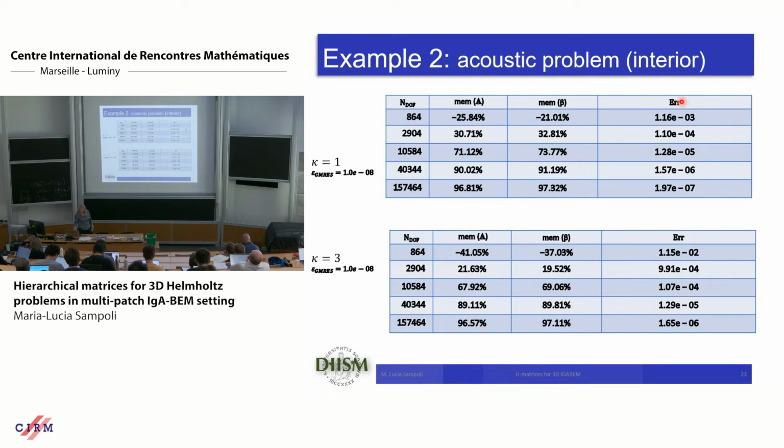And again, the error is the L2 error, I forgot to mention. Here we have the memory saving for constructing the matrix, and the second column is for the memory saving to construct the right-hand side, because in the sound scattering we have a homogeneous condition, so we didn't have that problem.